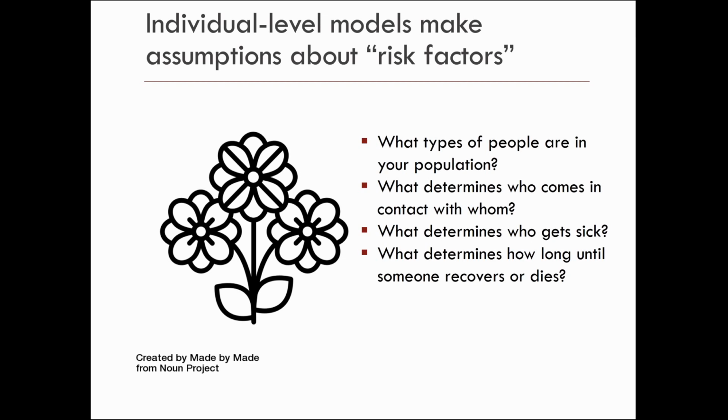So we need to think about what types of people are in the population, what determines who comes in contact with whom, what determines who gets sick, what determines how long until someone recovers or dies. These are all about the factors that matter in determining the individual life. One way to think about individual level models is that they're group level models where the groups have become so diverse that each group is just a single individual.